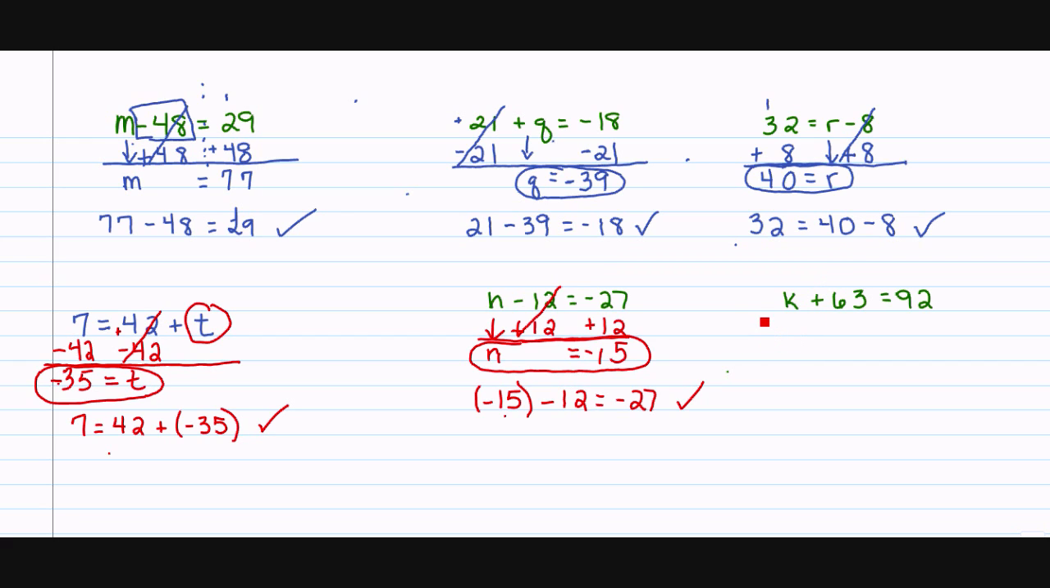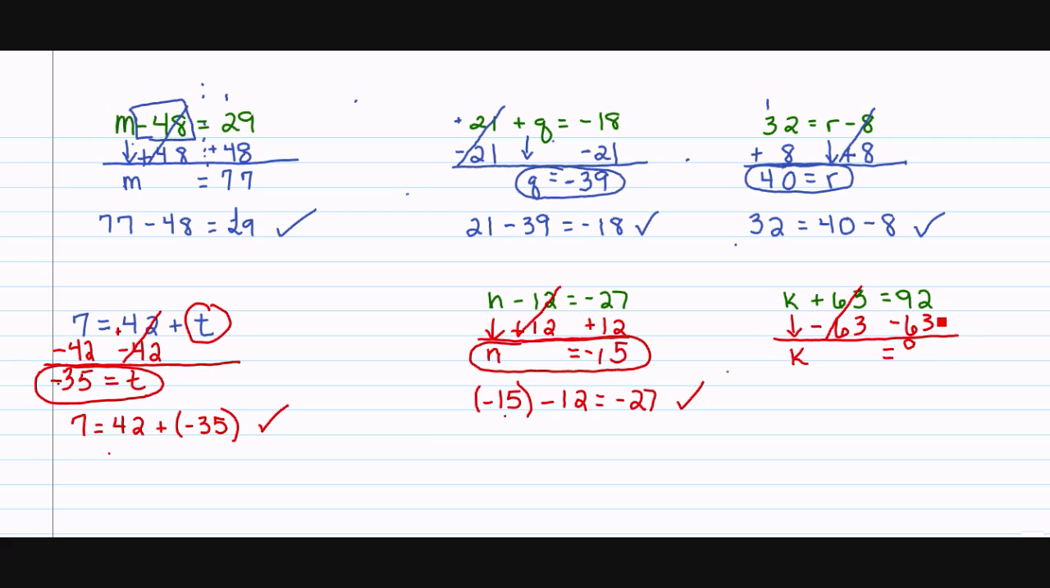k plus 63 equals 92. I want to get the k all by itself, so I have to move the 63 over to the other side. The opposite of positive 63 is a negative 63, because remember, I want to zero it out. I bring down my k. That cancels out, equals. Oh, I forgot to subtract 63 on this side. I hope you did.